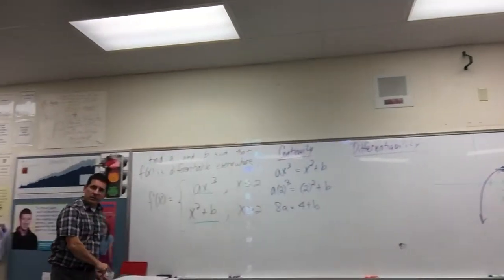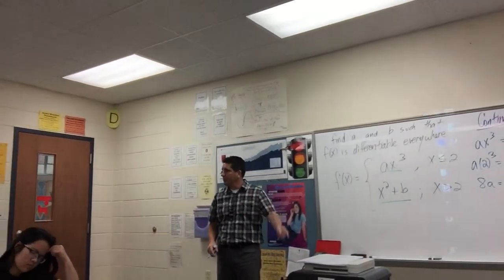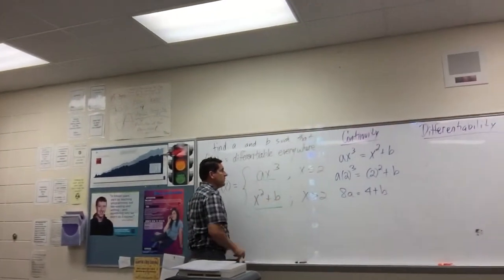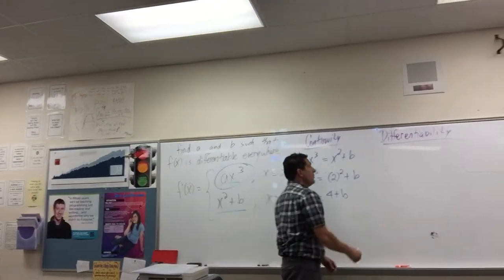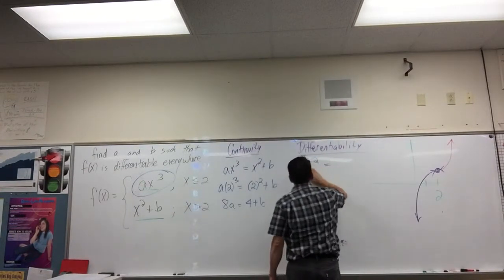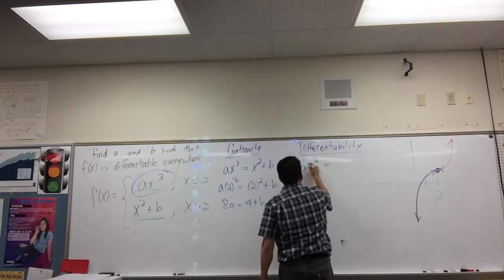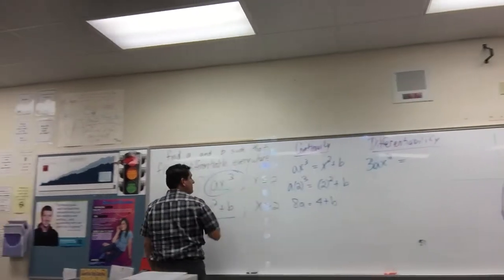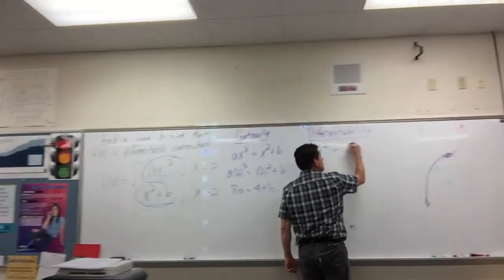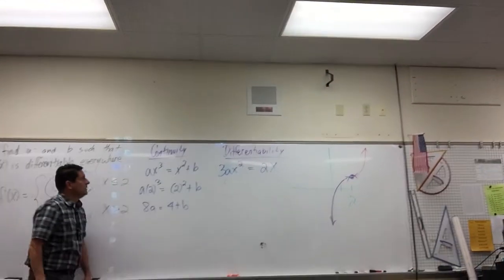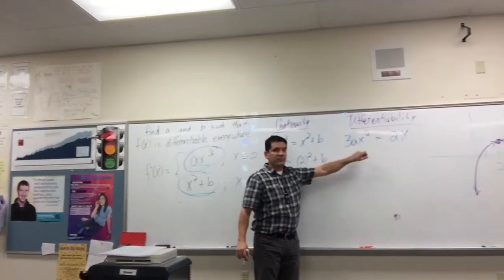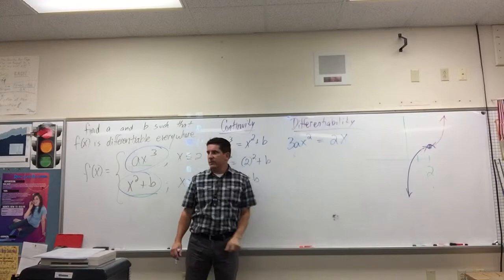The differentiability part is we find the derivative of both, and we plug them in, and we set them equal to each other, and we plug in the magic number. So the derivative of ax to the third is 3ax squared. Okay, that's the derivative of this one. The derivative of this one is 2x. So to fill the hole, we set the functions equal to each other. To find that the slopes are the same, we set the derivatives equal to each other.